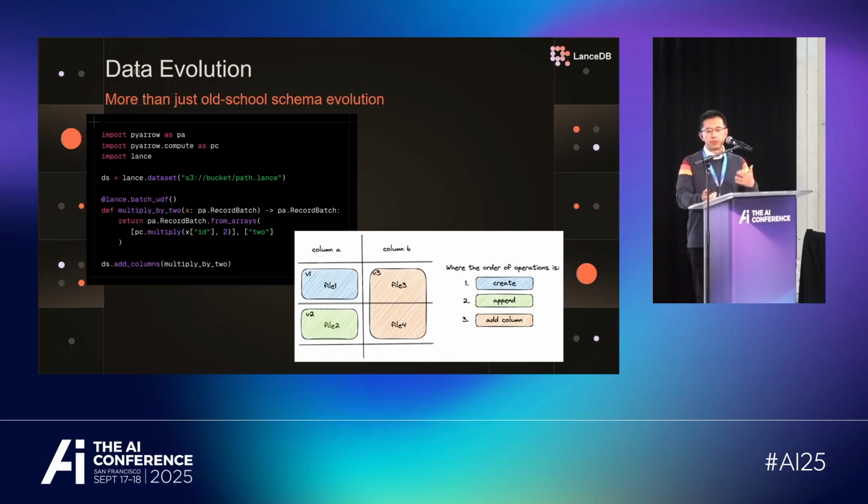So for this purpose, Lance is designed so that we support what we call zero copy data evolution. Different column and row operations are added as separate files, and there's a metadata layer that stitches them together. So top-level systems like the readers, Spark, and Ray treat it as a single table.